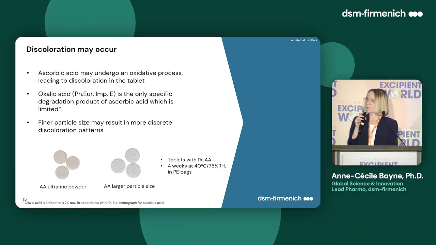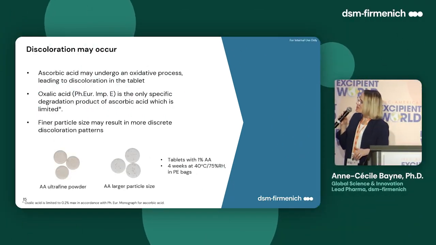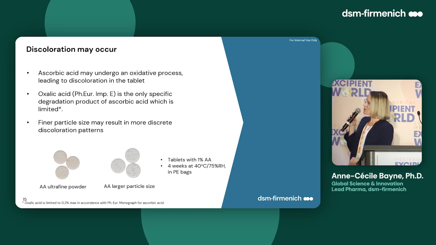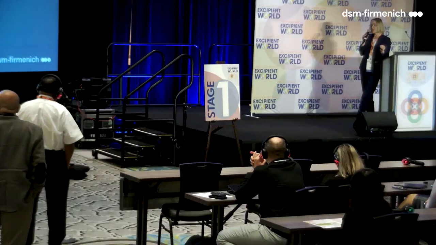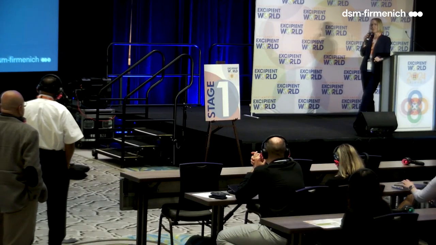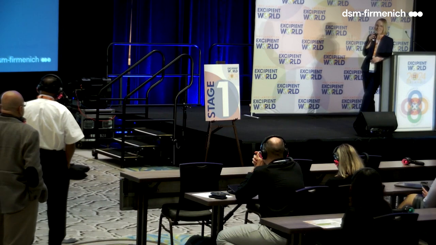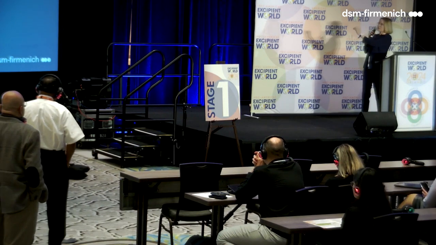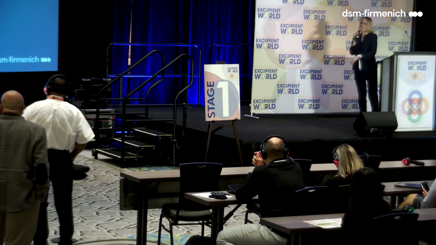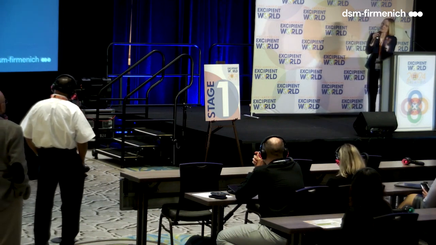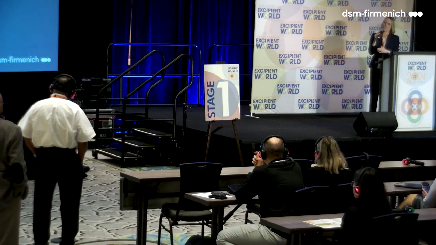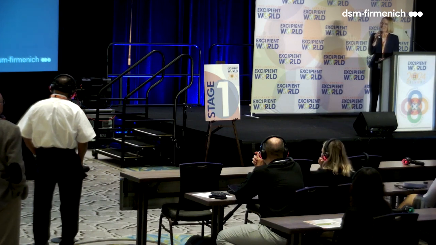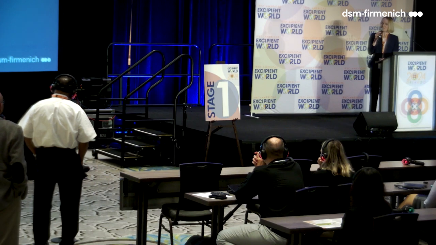For ascorbic acid in particular, oxalic acid is the only specific degradation product of ascorbic acid which is limited. So that's something you can have as a control when you add ascorbic acid to your composition. But when the ascorbic acid reacts, dehydroascorbic acid gets produced and can be degraded all the way to 2,3-diketogulonic acid afterwards. That's the degradation process, which is also very well characterized, and I'm happy to share some information about this if you need.